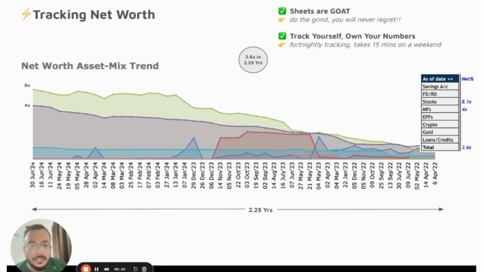So yeah, putting it out again, reiterating, tracking net worth is very, very important. You should know आपका net worth कितना है और किन buckets mein hai. That is why net worth asset mix trend is what I track personally, and I track which are the heavy buckets for me, how should I diversify, how should I rebalance, etc. All of that, where if you don't track, if you don't measure, you can't improve.